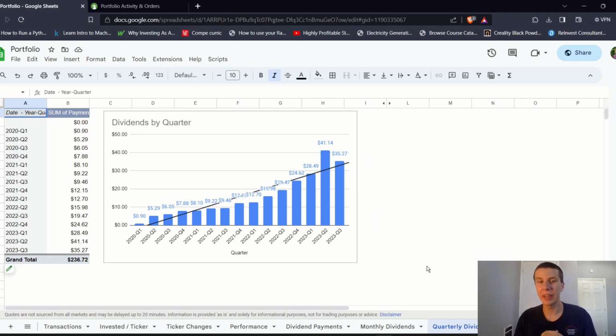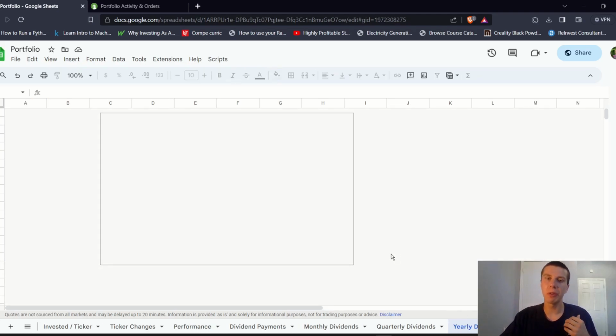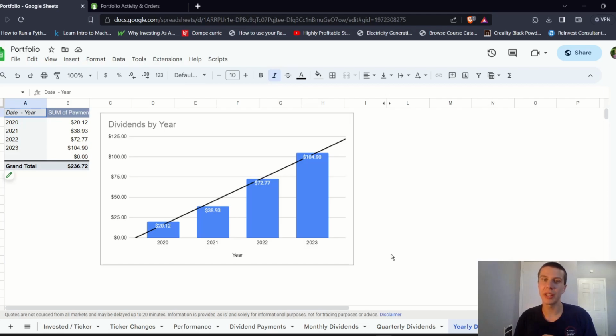And looking at the quarter so far, we've already received $35.27 in the third quarter, and we still have a whole month to go. So I'm pretty excited for how Q3 and Q4 for sure are gonna wrap up. And then on the year, we've received $104.90, which is pretty exciting because we're already above 2022, but then we have also crossed the $100 mark, which is an exciting milestone as well.